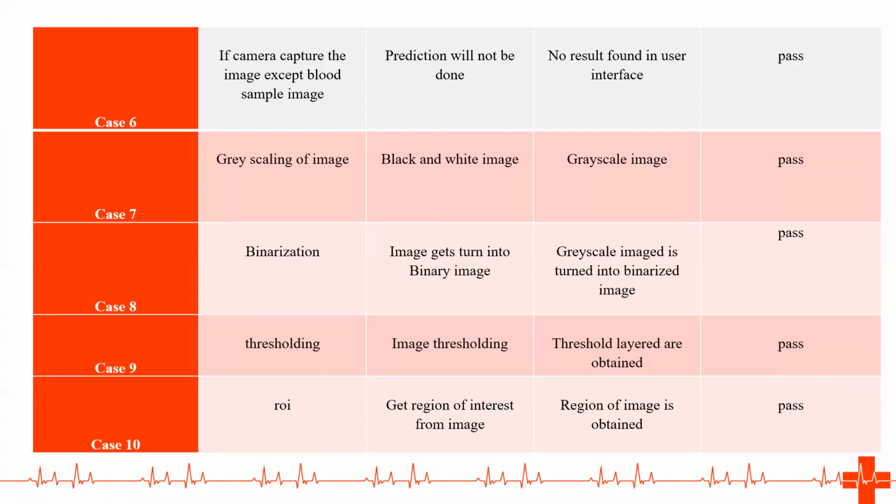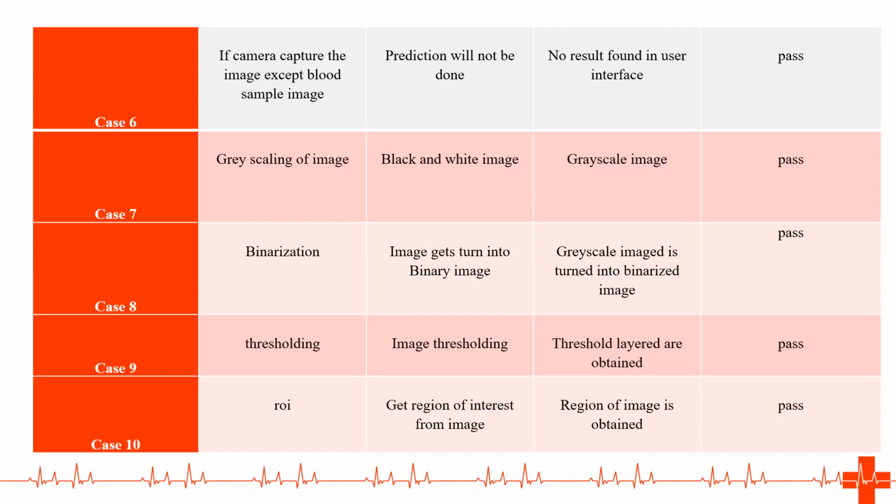Test case 6. In this test case, our scenario is if the camera captured other images except the blood slide images, our system will not predict anything. Expected result is that prediction will not be done. Our actual result is also that no prediction was done.